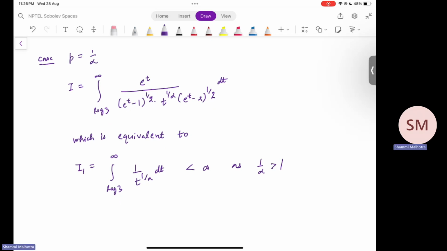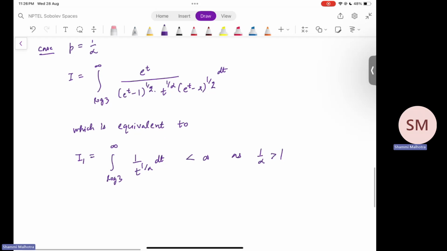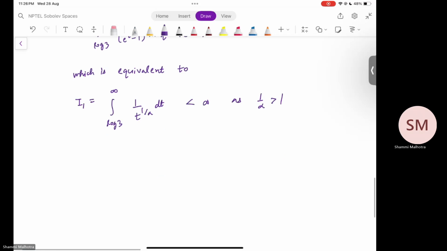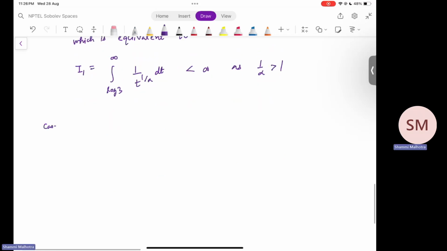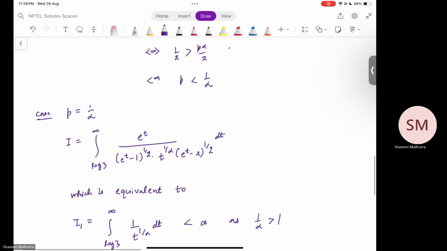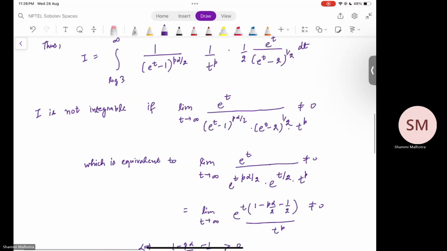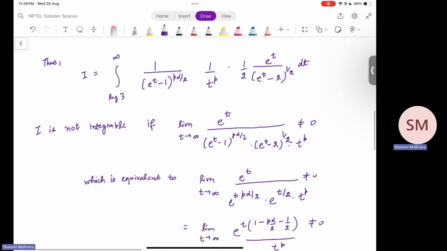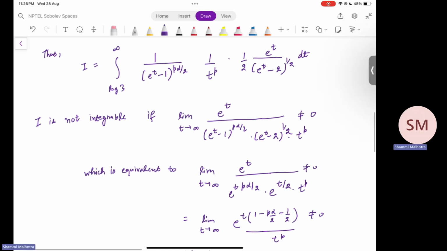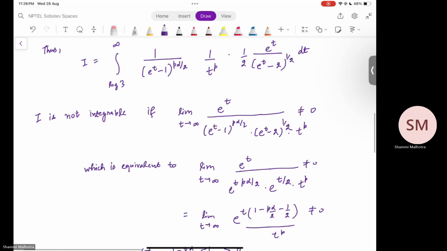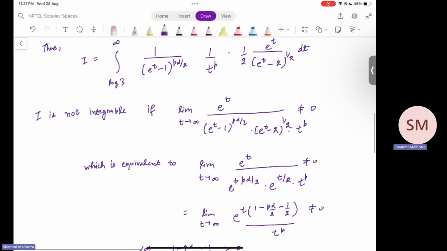We still have to check the derivative to be integrable, but let us check the other cases as well. The other case, when p is greater than 1 by alpha. Then ultimately our integral will have actually an exponential factor, and that exponential factor is actually negative.